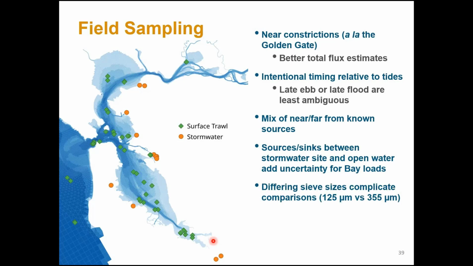And also, as Liz alluded to, the differing sieve sizes: the load data was mostly sieved at 125 microns versus the open water data that was sieved at 355 microns. That made direct comparisons between the model output and the field observations a bit more complicated.